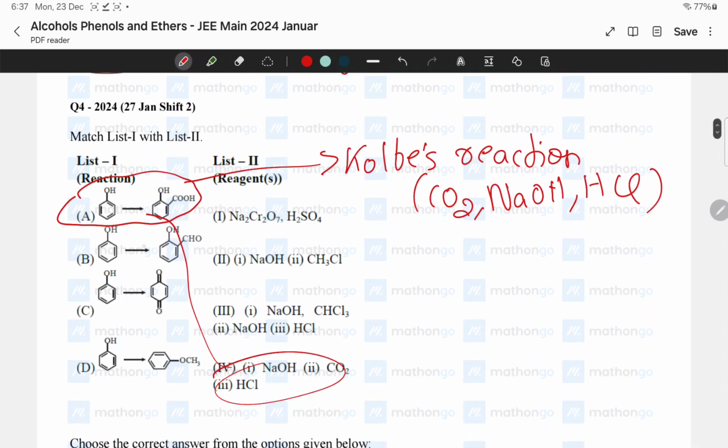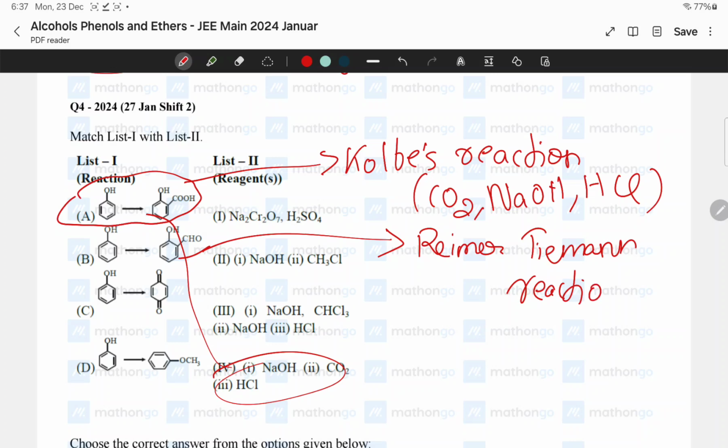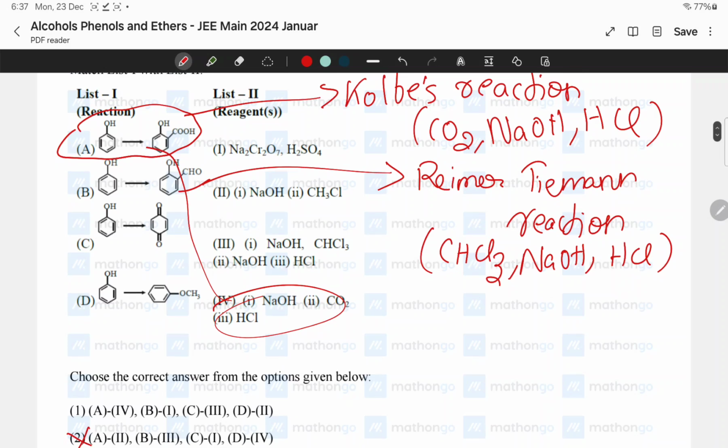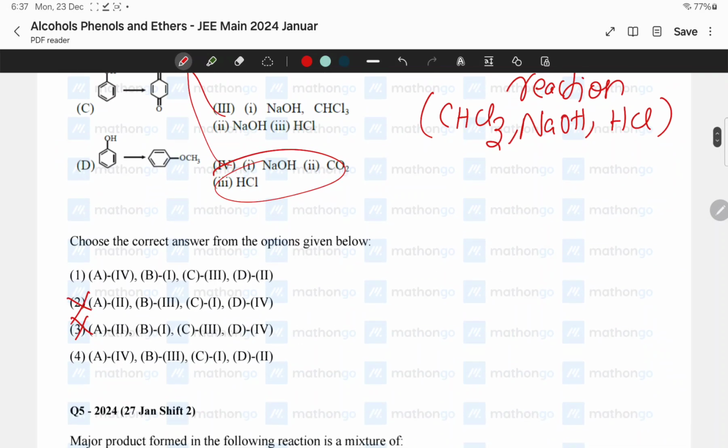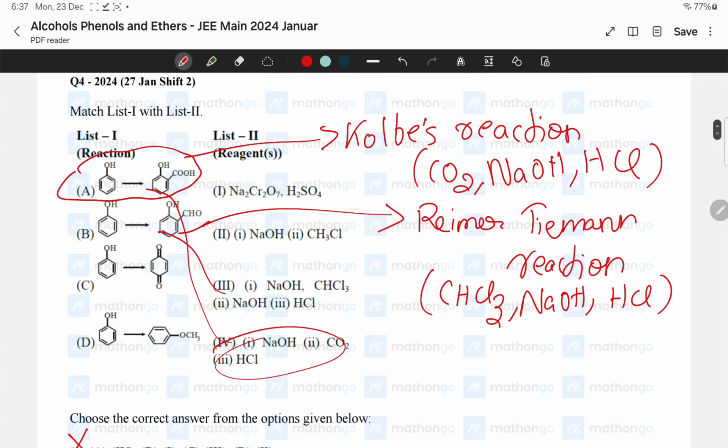Now the second one, which reaction is it? Yes, Reimer-Tiemann reaction. What's the speciality? For the Reimer-Tiemann reaction, the reagents used are CHCl3, NaOH and HCl. Note it. So B will be 3. Hence 4 is the correct answer; 1 is wrong because B is given as 1. We'll look at the other two.